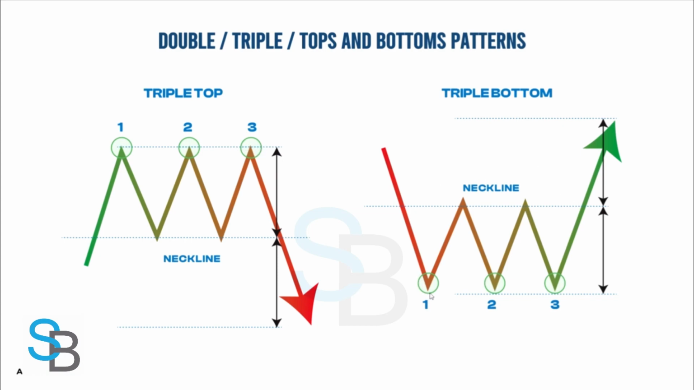It goes down, creates the first bottom, goes up to the neckline, then it goes down, creates the second bottom, goes up to the neckline, goes down to create the third bottom, then goes up to the neckline. If it breaks the neckline, we predict that the market will come to a level of approximately the same size as from here to here.